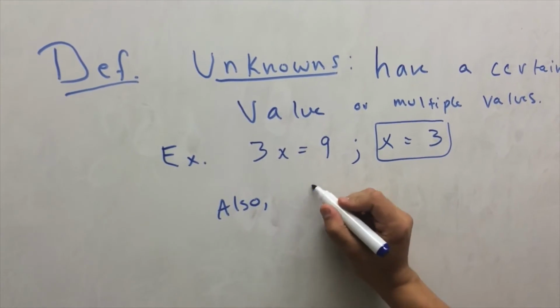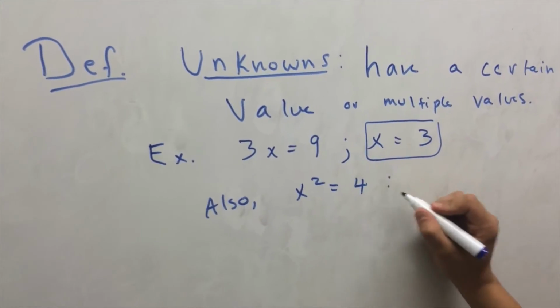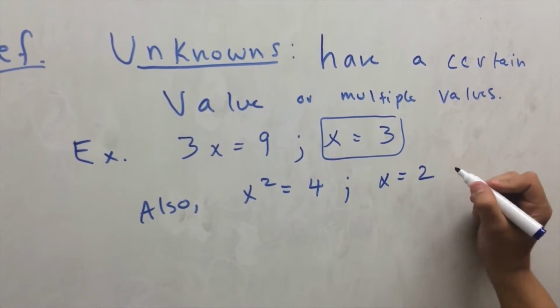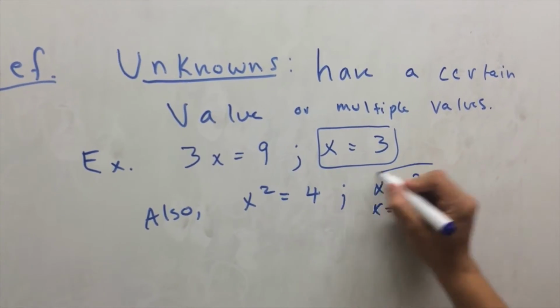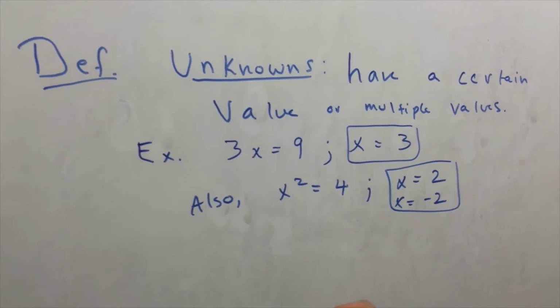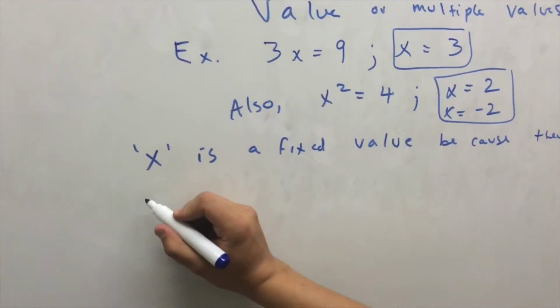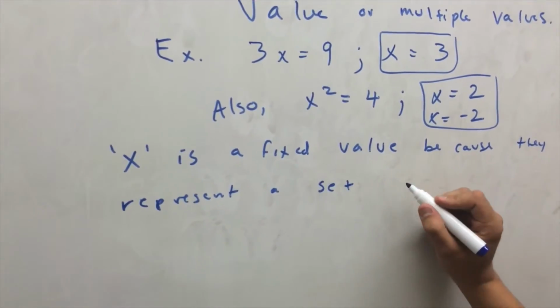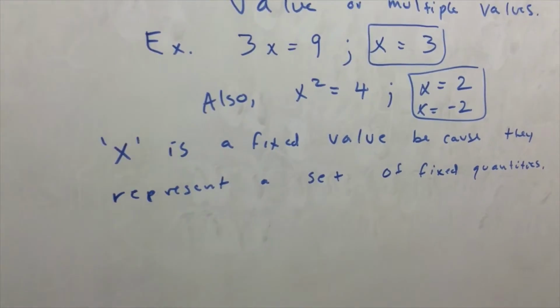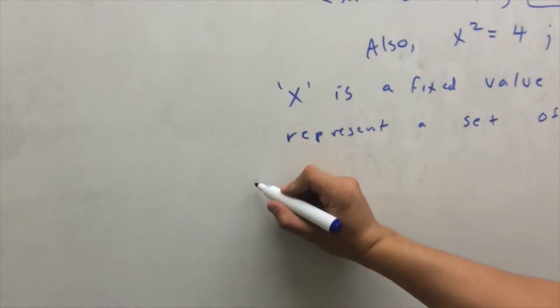Also, we have x squared equals 4. When you do the square root of 4, you get -2, and x is equal to +2. Therefore, the x in this case is an unknown because it represents a set of fixed quantities. Notice fixed is the word I use.